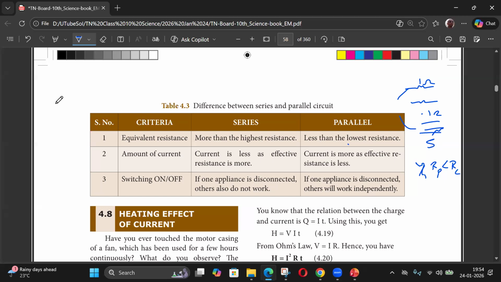In series, it's opposite. Suppose this is 0.1, this is 1, this is 5. After going through the resistance of 0.1, I have to cross one more hurdle, and one more hurdle. So the resistance is greater than 5 also. But in parallel, the resistance will be lower, less than the minimum value. Here it is 5 plus something. So they have put more than the highest resistance in series, and less than the lowest resistance in parallel.